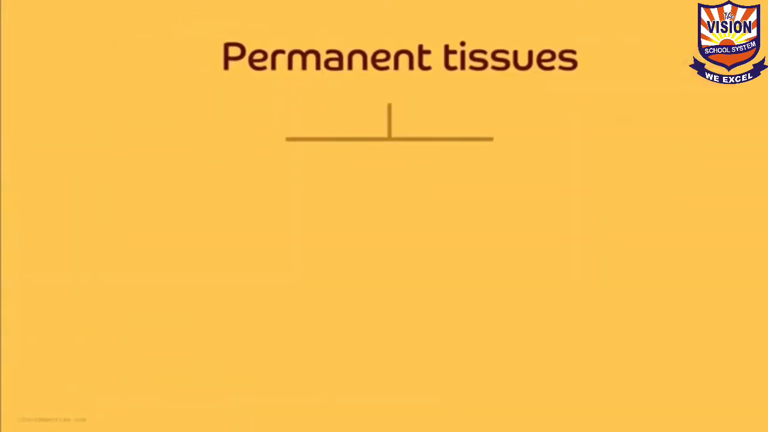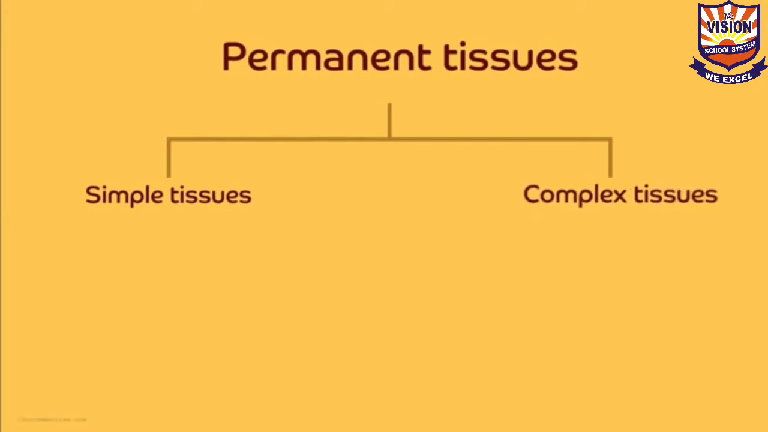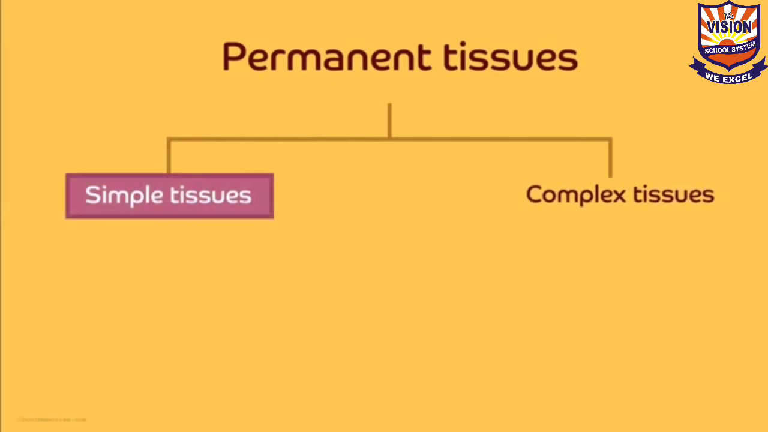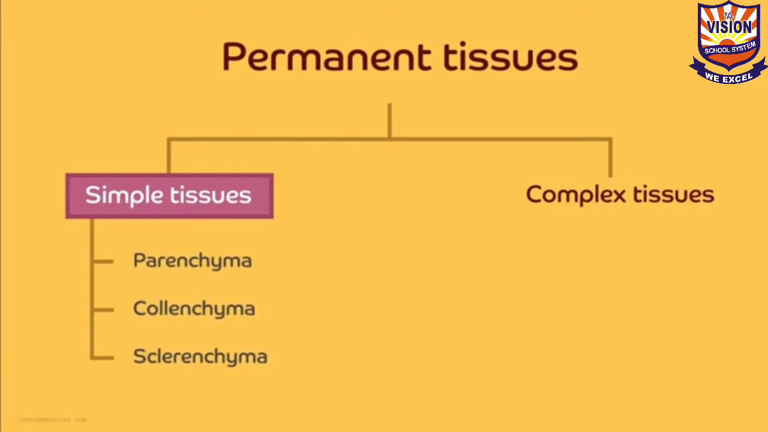There are mainly two types of permanent tissue. They are simple tissue and complex tissue. Let's first talk about the simple tissue in detail. The word simple means they have a very simple structure. All the cells of simple permanent tissue are almost the same. There are three subtypes of simple tissue. They are parenchyma, collenchyma and sclerenchyma.